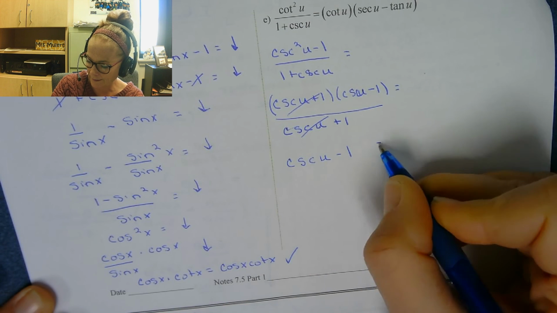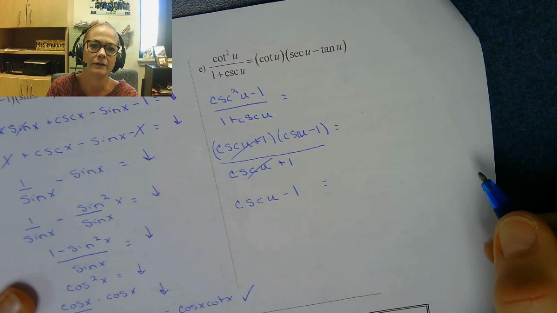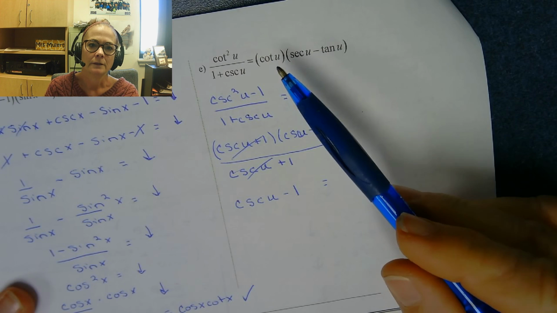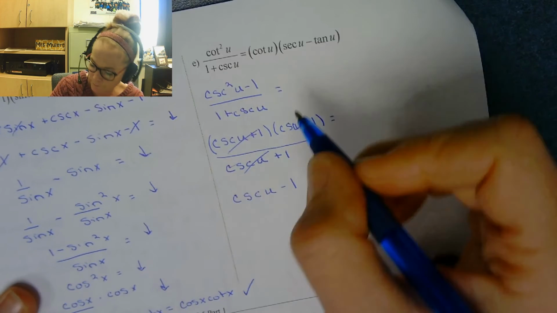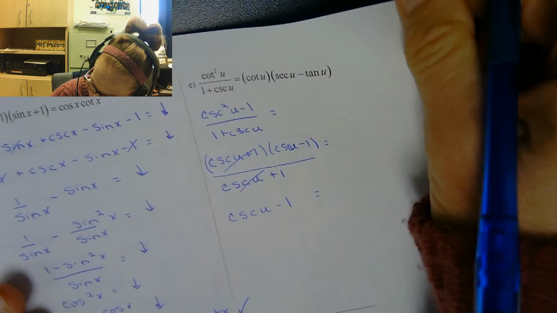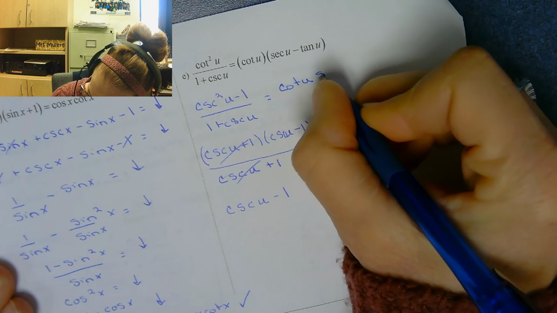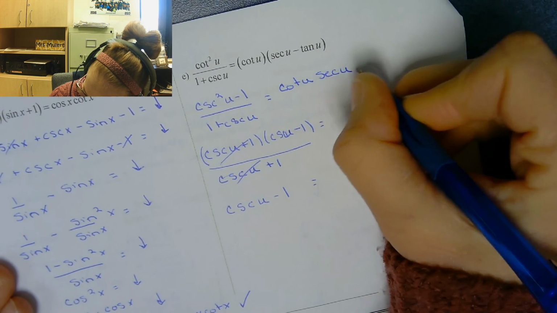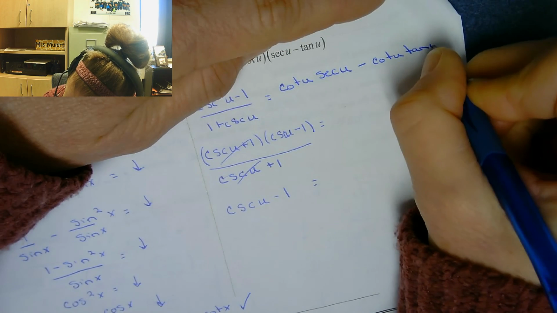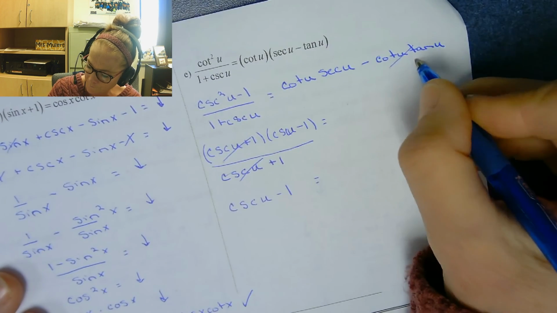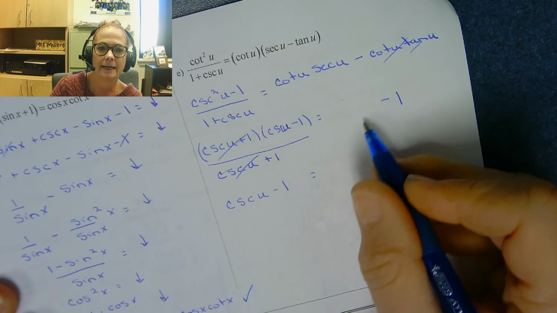All right, I'm feeling like that's a good stopping point over here. Looks pretty simple. Let's see what we can do over here. So my thought is do the math. Let's do the math. Let's distribute. Okay, so cotangent times secant, and then minus cotangent times tangent. That's a reciprocal, so that's a good thing. It's going to cancel. 1. It's looking like a nice match.